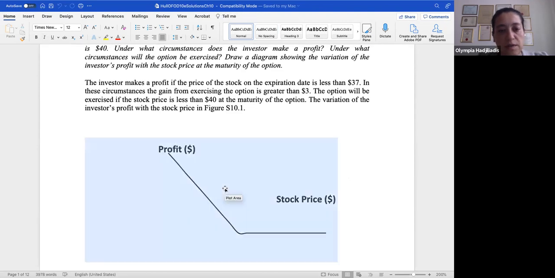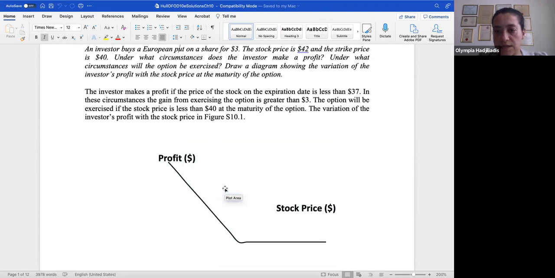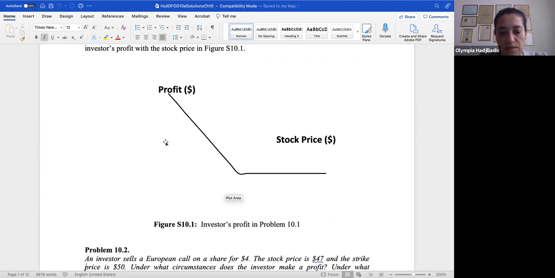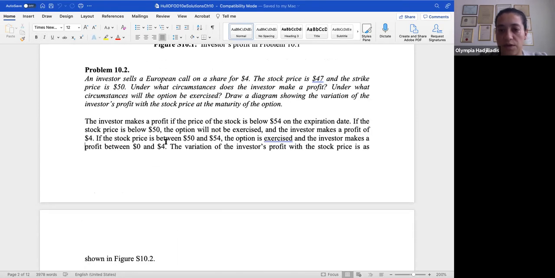The investor will clearly make a profit if the price of the stock on the expiration date is less than $37, which is 40 minus 3. In these circumstances, the gain from exercising the option is greater than $3. The option will be exercised if the stock price is less than $40 at the maturity of the option. The variation of the investor's profit is seen in this figure, as we can see. So this is a relatively simple question.